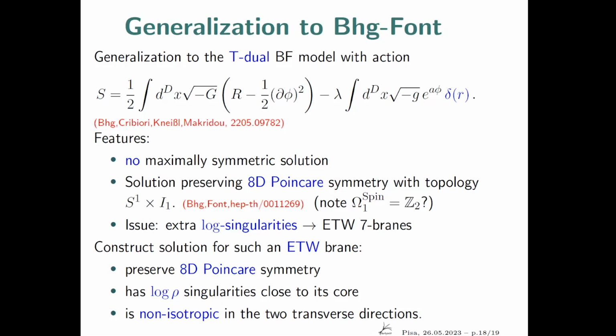And the question then is again, how can we construct end of the world 7 branes explicitly by making even a codimension 2 ansatz now? And indeed, that's the case. This we managed to do. They preserve 8-dimensional Poincare symmetry. They precisely have the log singularities that we saw in the old construction already. And they're non-isotropic now in 2 dimensions. So we make an ansatz which is depending on the angular variable, so it's not radially symmetric.